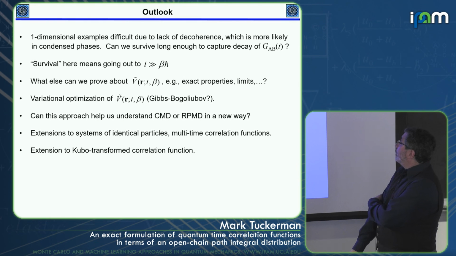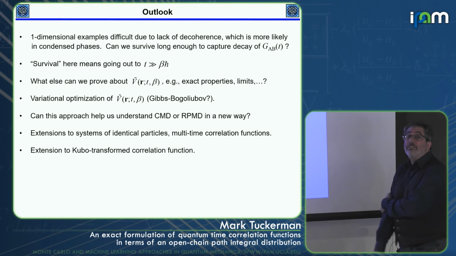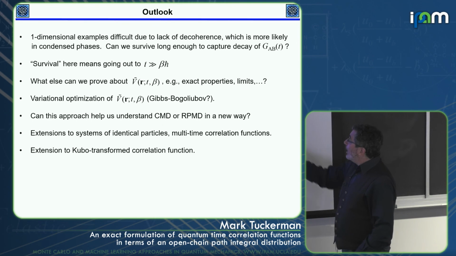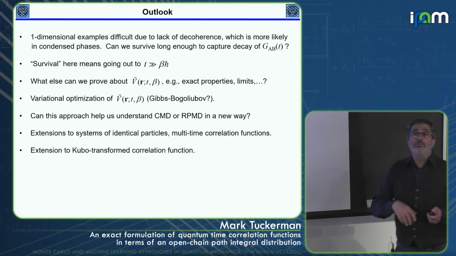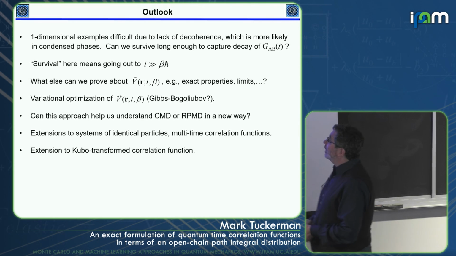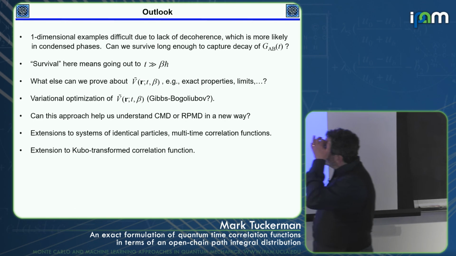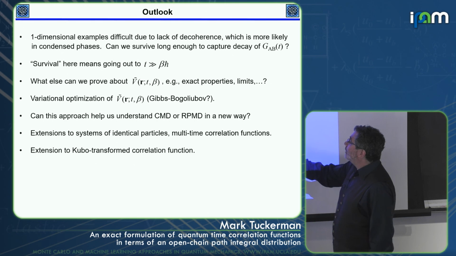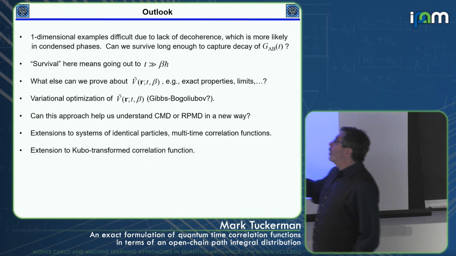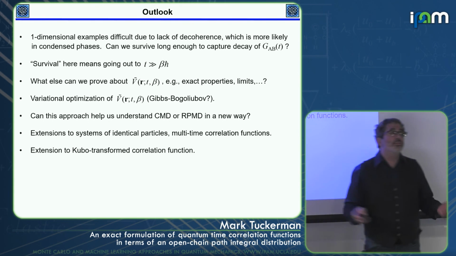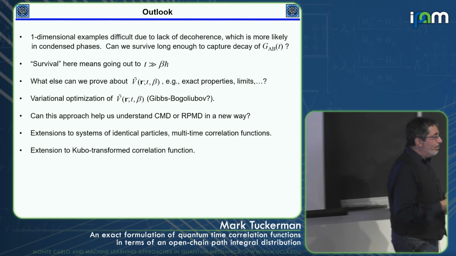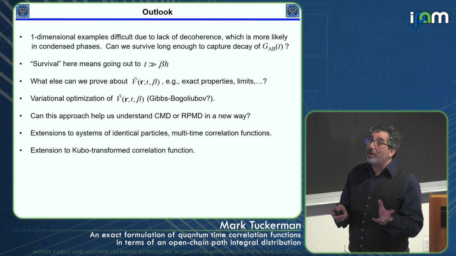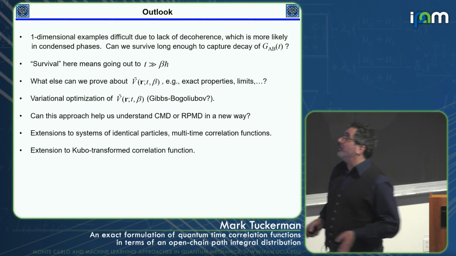Extensions to identical particles or multi-time correlation functions. What does that look like? If we start to have exchange statistics, what do these things look like? If I have multi-time correlation functions for doing nonlinear spectroscopies, what do they look like? So there's more math to do there. And is there a way to go away from the symmetrized correlation function and maybe extend this approach to the Kubo transform or some variant of the Kubo transform correlation function that may be a bit nicer to work with than the symmetrized one, which although it has nice properties, it's hard to recover the standard correlation function.